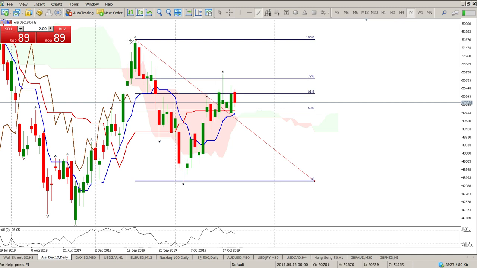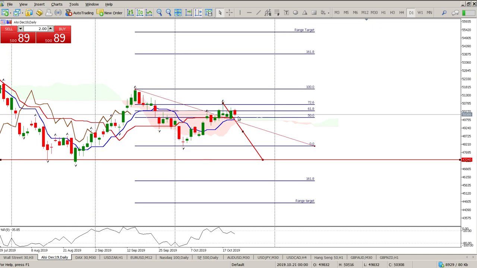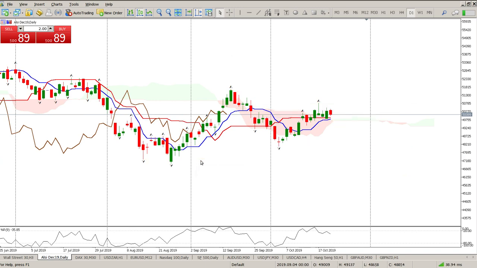I'd almost be looking at something like this, and that is 47,240. So there was my first move down, a bit of a pullback, and now looking to come and test these lows again. On the daily, that looks very possible. I think this trend line is what we're looking to break at the moment. If that breaks today and we get a daily close below that, I think that measured move is on.